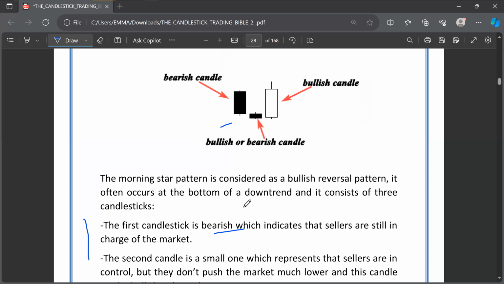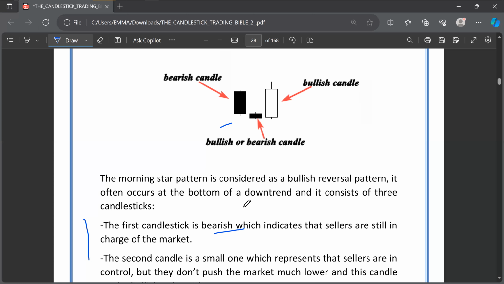Now, the second candlestick is a small one, which represents that sellers are losing control. The first one, the sellers are massively in control. We move to the second one. The second one is usually a small candlestick. Look at the pattern very well. The first one is a big bearish candle, meaning the sellers are strongly in charge of the market. Then we move to the second candlestick, which is usually small, right?